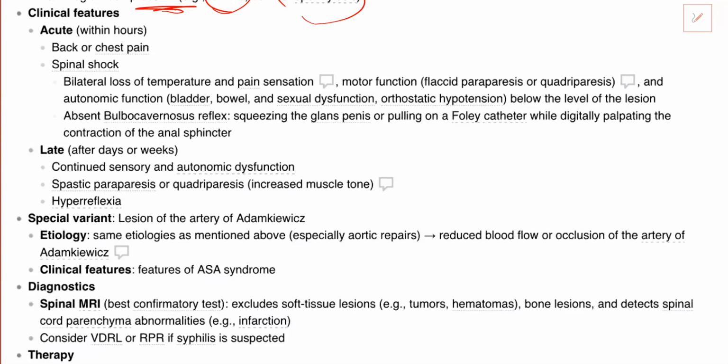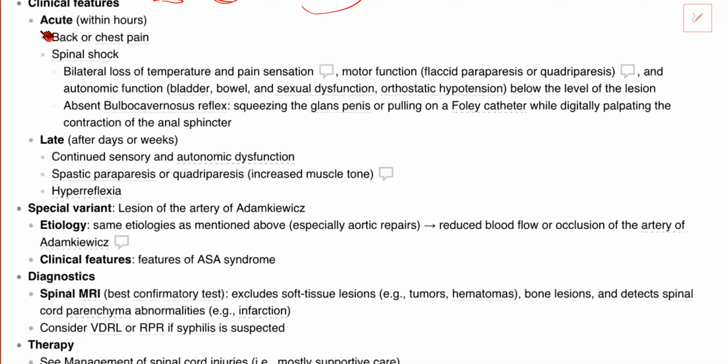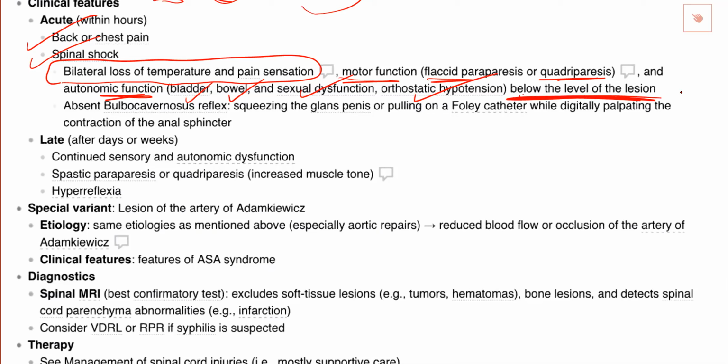Within hours, we will find the acute presentation: back pain and spinal shock. What is spinal shock? Bilateral loss of pain and temperature sensation, and also bilateral motor function affection, flaccid paralysis or quadriparesis. Also, we will have autonomic function affection: bladder, bowel, sexual dysfunction, and orthostatic hypotension below the level of the lesion.